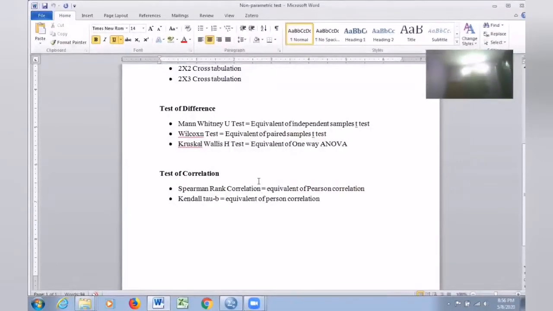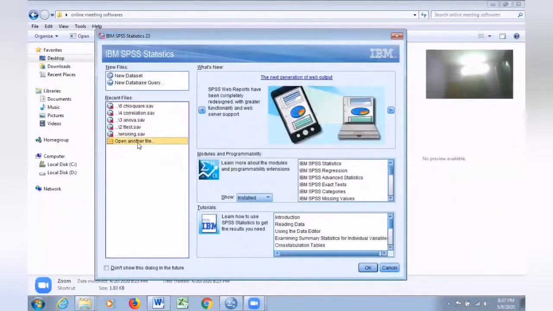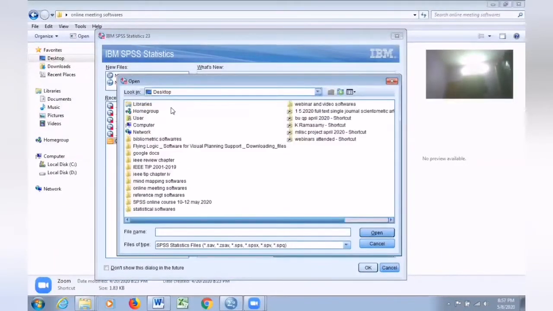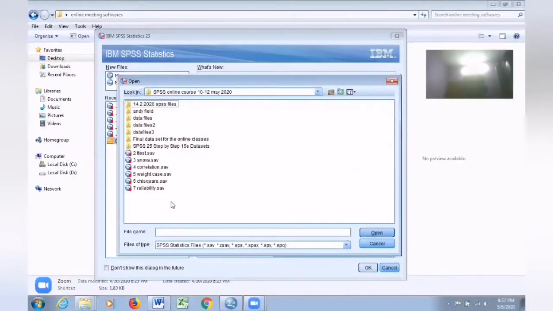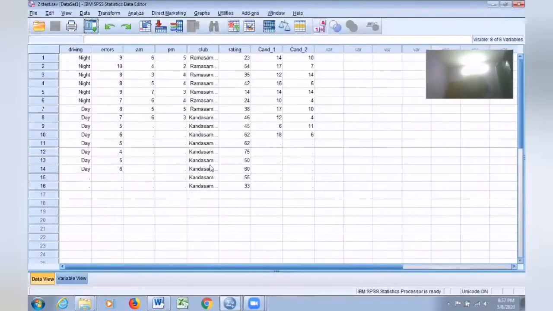So these five tests will have a demonstration in the second part. So let us go to the SPSS. I have SPSS open here. Open another file. I click OK. Let me go to the folder where I have kept the necessary file. I'll go to desktop, SPSS online course, final data set, and let us go for t-test. I select the file t-test, click open, and the file is ready now.